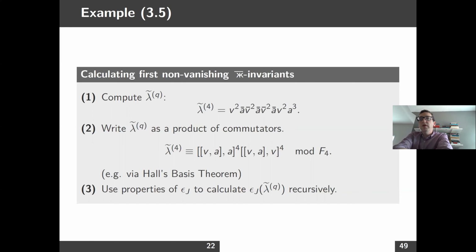Now, to compute the J-bar invariants, we have to then write out these longitudes as a product of commutators. There's an algorithm for doing this. For example, the famous one is Hall's basis theorem. There's other versions of this, but that's the one I use for this particular calculation. And then once you've written it in that nice way, you can use the properties of the Magnus expansion coefficients to calculate these invariants recursively.